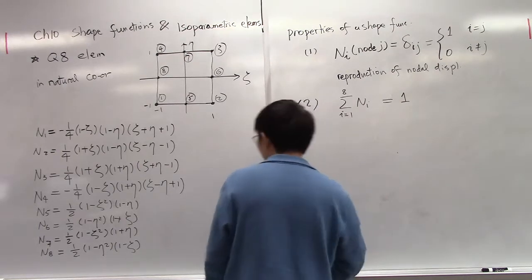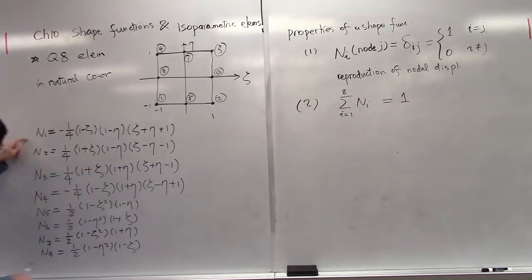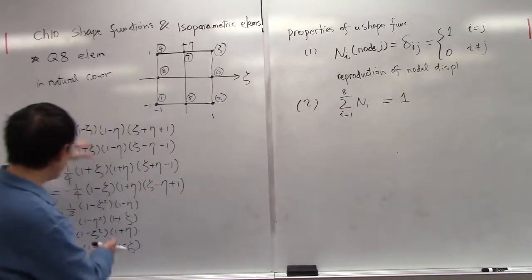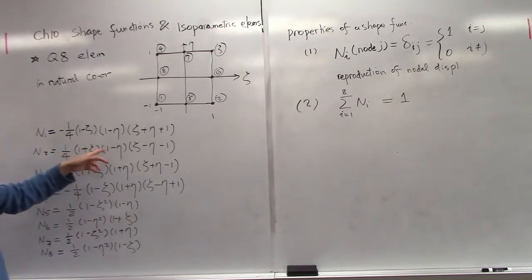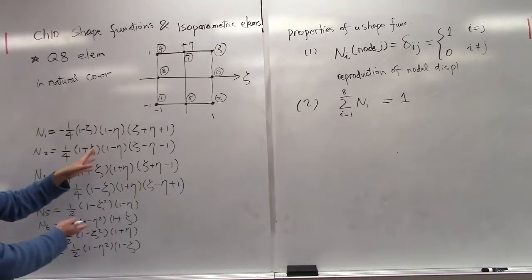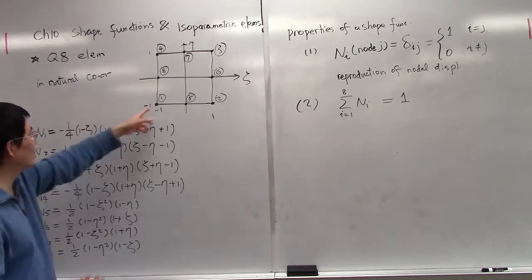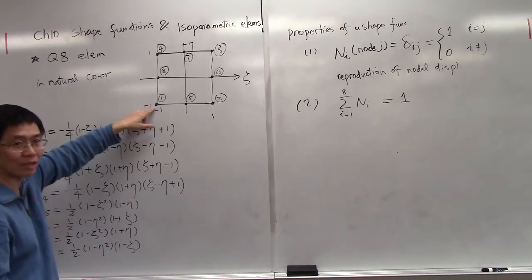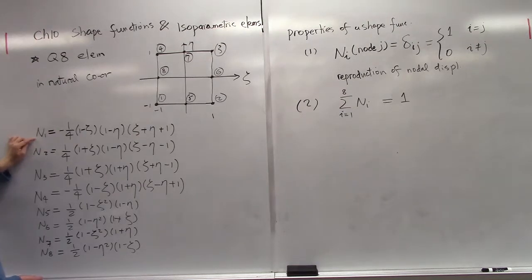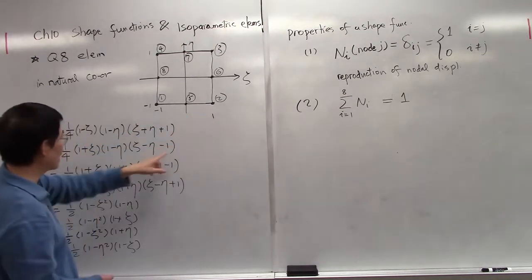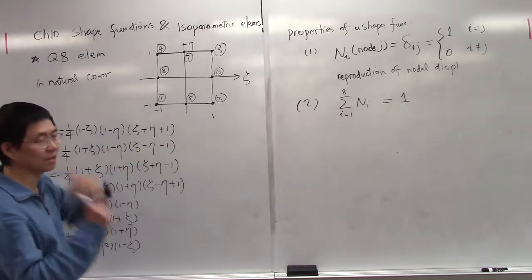All right, and if you check these shape functions against these two properties, they satisfy. If you add all these together, the sum is equal to 1 exactly. And you put in each location here, at this location, the first one is equal to 1, the rest is 0. At the second location here, the second expression is equal to 1, the rest is 0. Okay?